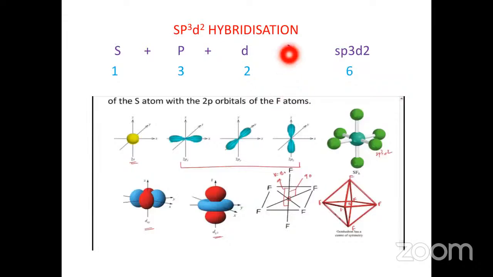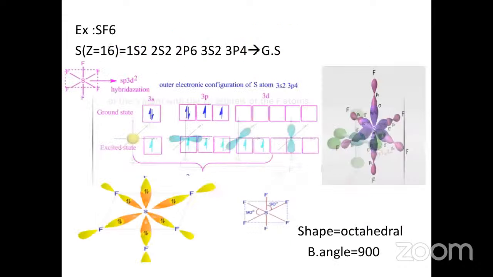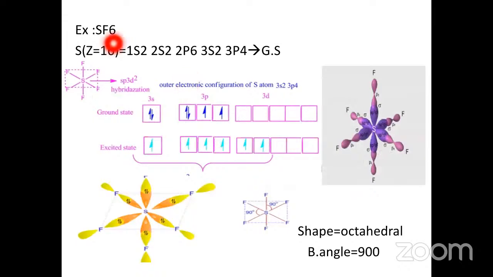sp3d2 hybridization. In this, one s orbital, 3 p orbitals and 2 d orbitals intermix to form the 6 sp3d2 hybrid orbitals. This process is known as sp3d2 hybridization. Example, SF6. In this SF6, the sulfur is the central atom. Its atomic number is 16. Its electronic configuration is 1s2, 2s2, 2p6, 3s2 and 3p4. It is in the ground state.